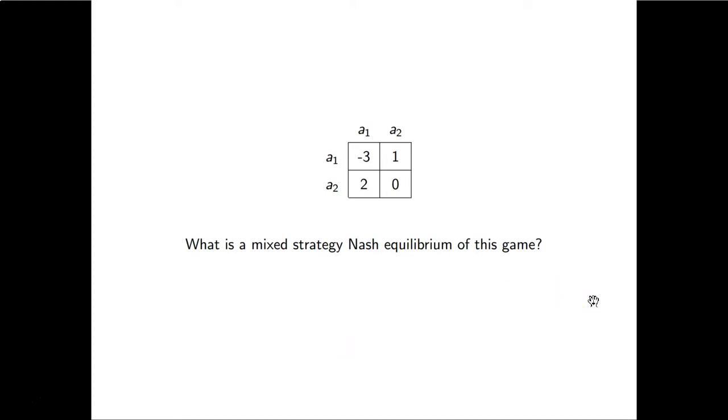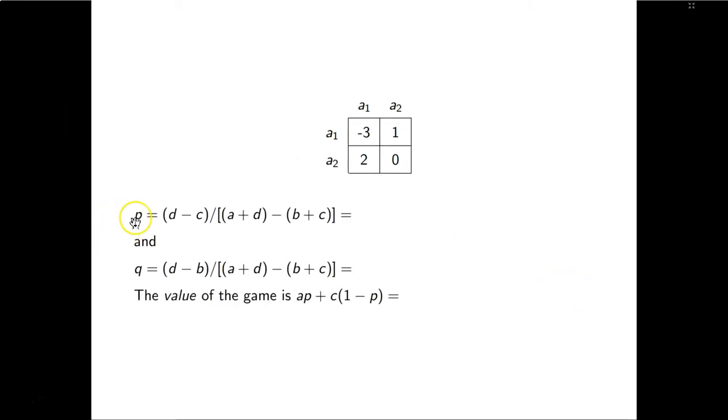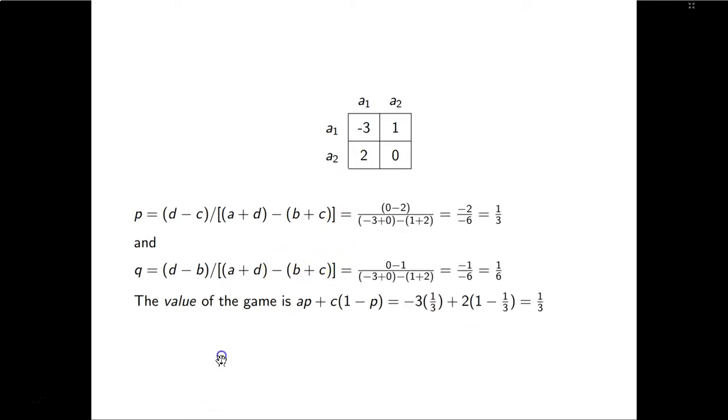So what's the mixed strategy Nash equilibrium of this game? Well, to figure that out, all we need to do is plug and chug. The probability with which row is going to play A1 is just going to be D minus C, so that's 0 minus 2 over A plus D, which is -3 plus 0, minus B plus C, which is 1 plus 2, and that will give us 1/3. And we can do the same to solve for Q and find that it is 1/6, and discover that the value of the game is 1/3. The value of the game for row is 1/3.